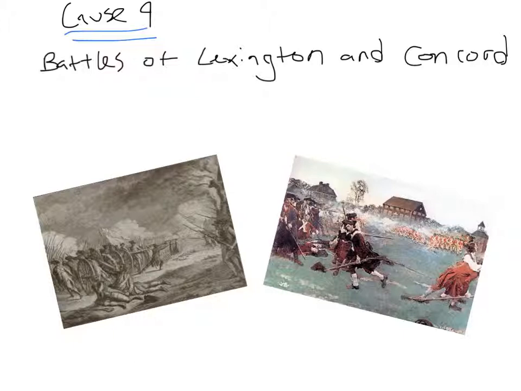After not finding weapons in either of these towns, on the march back after the battles, Thomas Gage and his military were ambushed many times by the colonists.